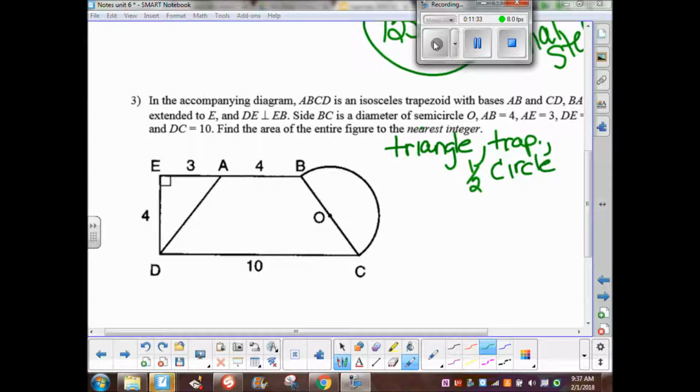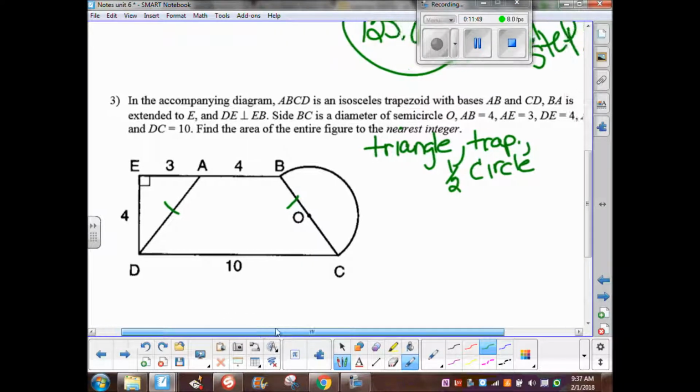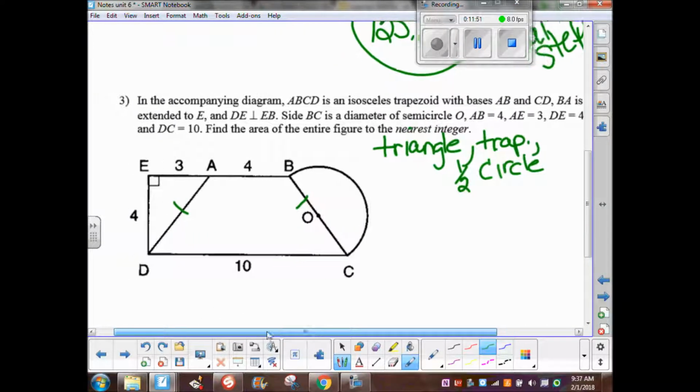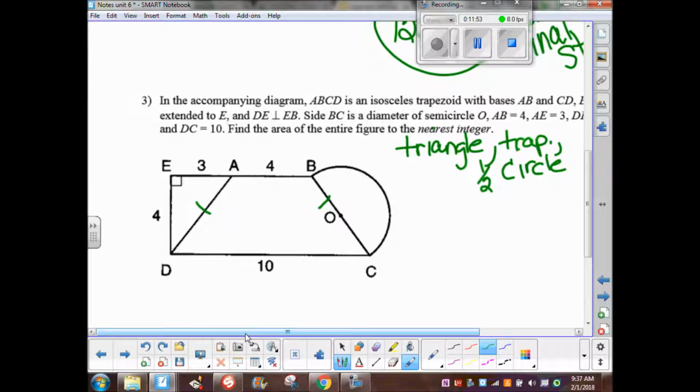So let's see what it says here. It says ABCD. So point to those with your pencil. ABCD is an isosceles trapezoid, so that means that those are equal to each other. And our bases AB and CD. BA is extended to E. Guys, you're explaining the picture. You can't just blow through it because usually there's a piece of information in there that you need.